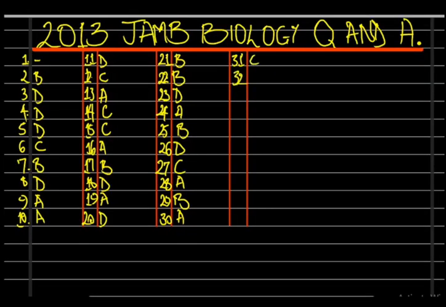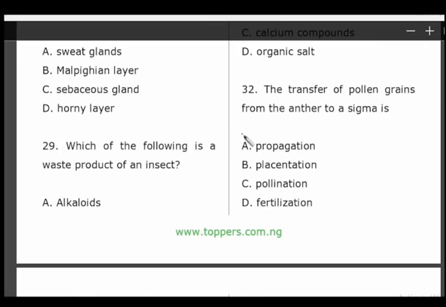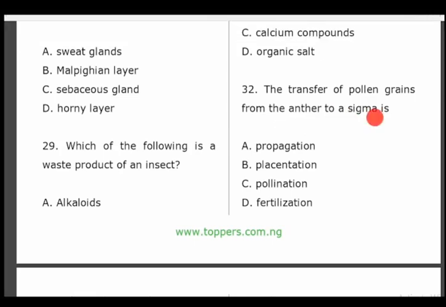And then 32. The transfer of pollen grains from the anther to a stigma is A. Propagation, B. Placentation, C. Pollination, and D. Fertilization. Now, please, the answer here is pollination, but let us quickly understand what the other processes talk about. What do we mean by propagation?